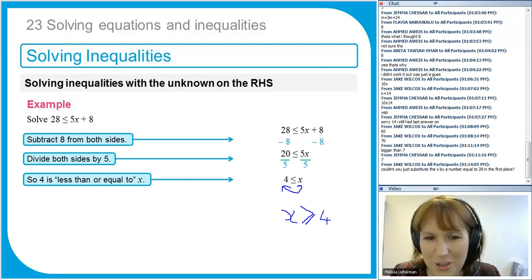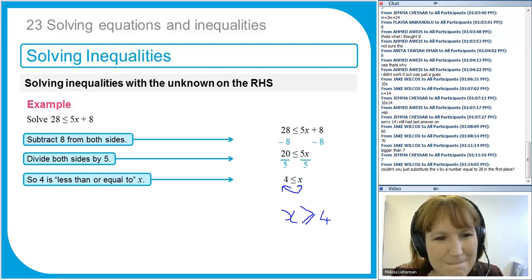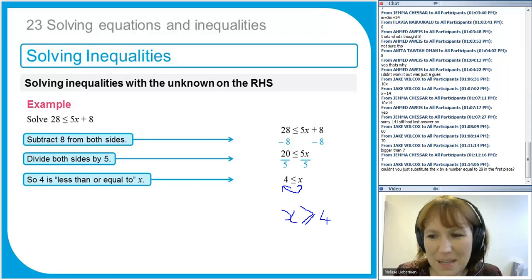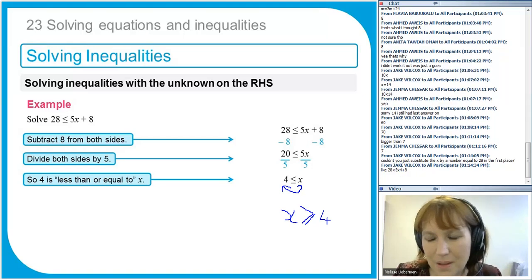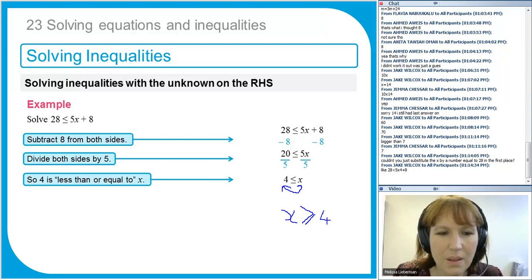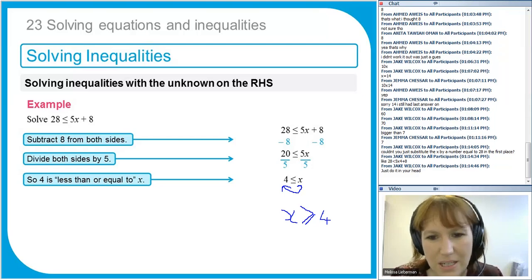I'm trying to figure out what you mean by that. I'm not really sure what you mean by substitute the x by a number equal to 28. Sorry, 5 times 4. So you're thinking, just think of the value of x that makes that true. So I suppose you could solve it like an equation, but you just need to remember what way around the sign goes. So if you solved it like in an equation, how would you know what way around the sign goes at the end? Yeah, I do know what you mean.